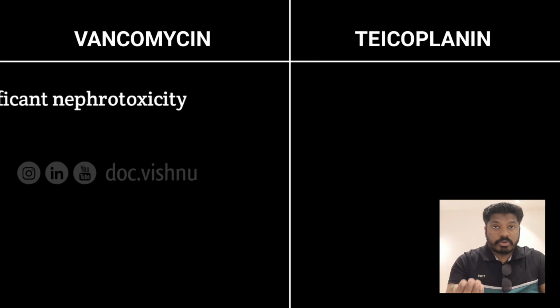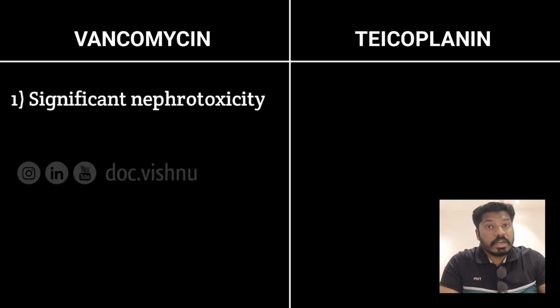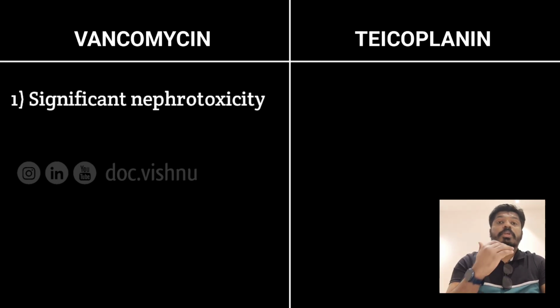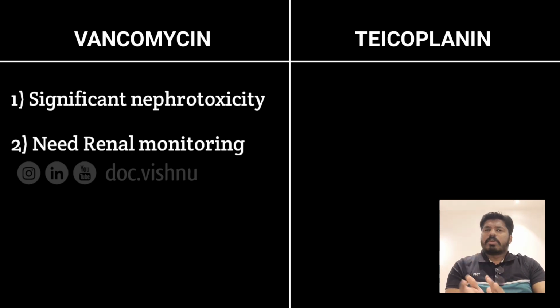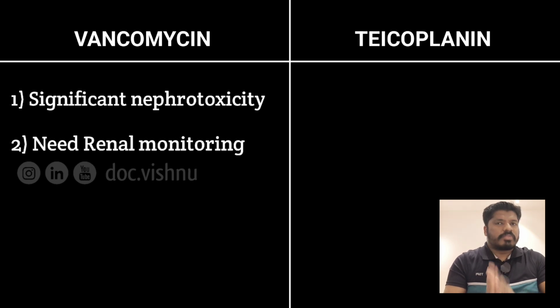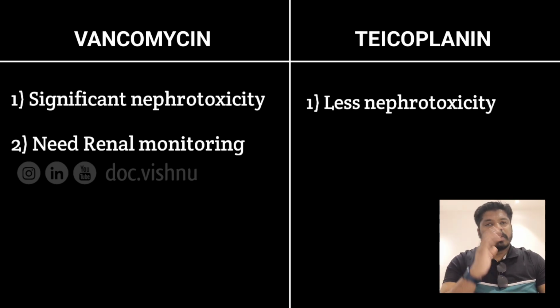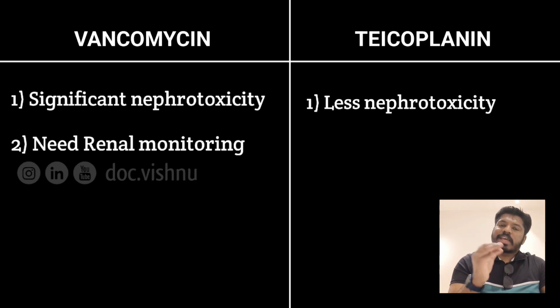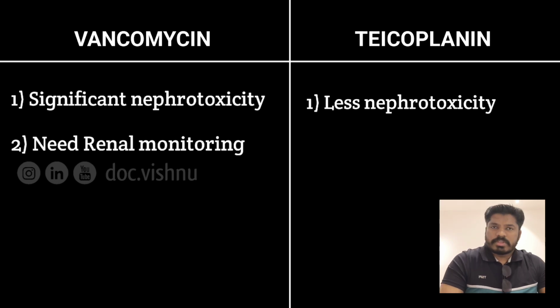The first major difference is vancomycin causes very significant nephrotoxicity. That is why the trough levels of vancomycin need to be monitored, especially if it is being used for a long term in the patient. But when it comes to teicoplanin, nephrotoxicity definitely is a matter of concern, but not to that extent of vancomycin. That means the risk of nephrotoxicity is actually less in teicoplanin in comparison to vancomycin.